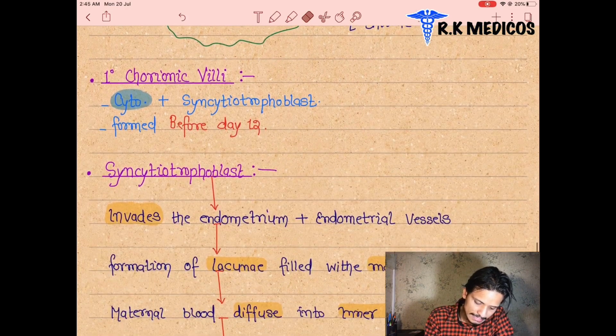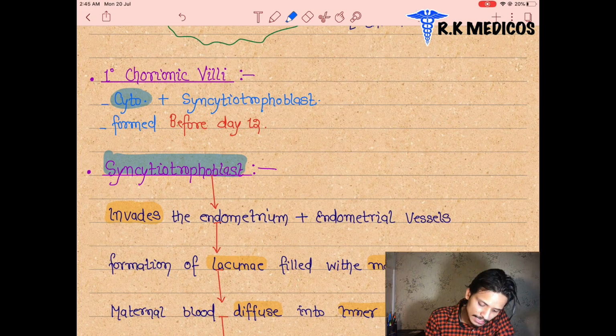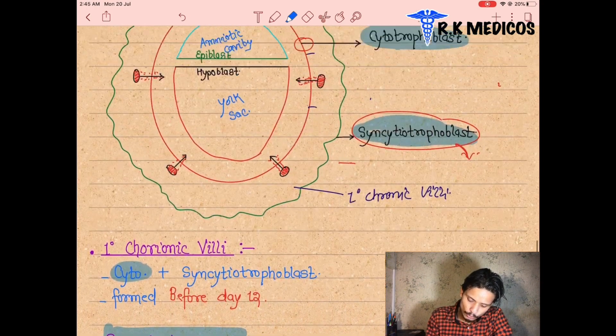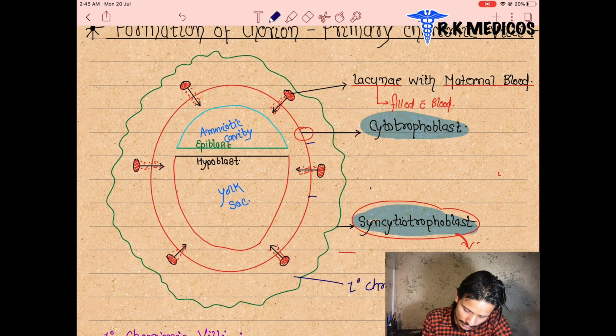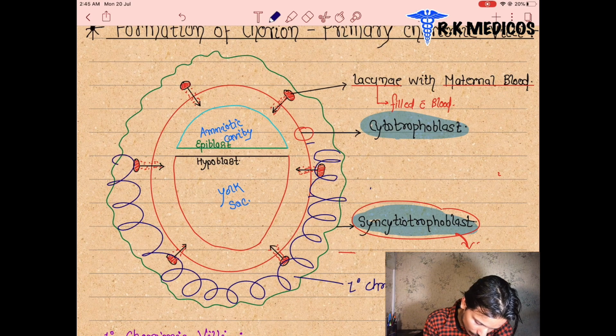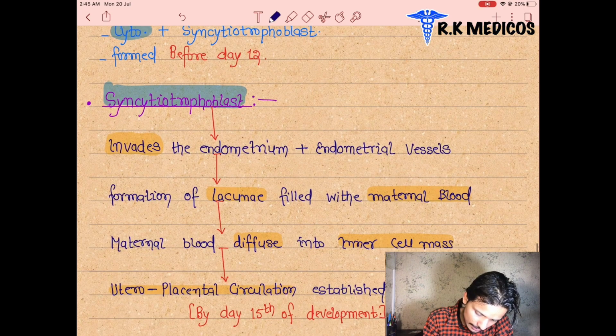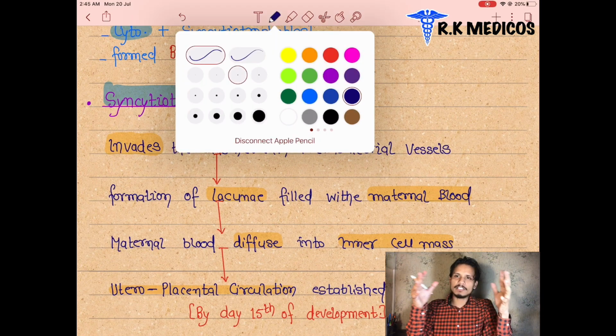Now the next point is the syncytiotrophoblast. You can see the syncytiotrophoblast is invading here. We can see these syncytiotrophoblast cells. This whole layer is syncytiotrophoblast. This syncytiotrophoblast is embedding in, and this is the outermost layer, the syncytiotrophoblast.